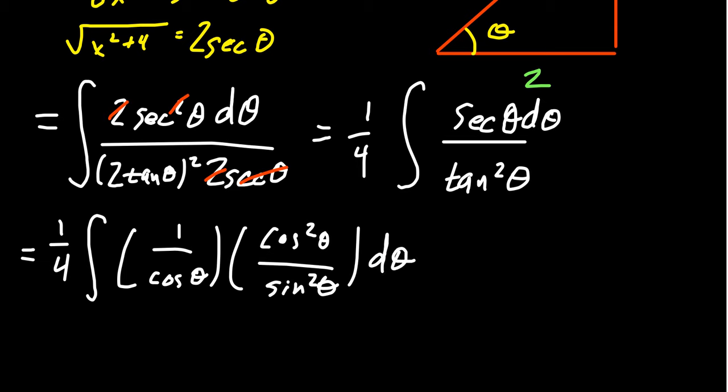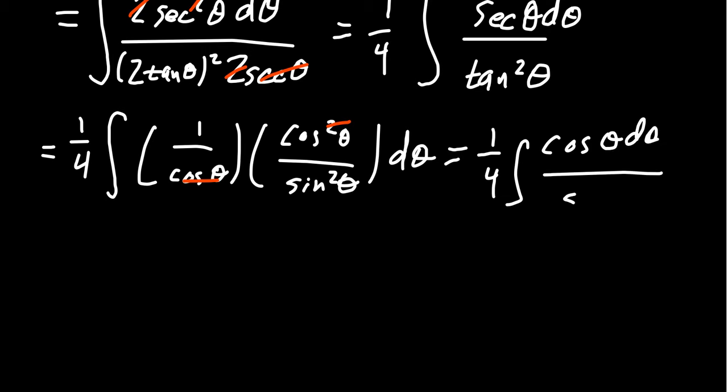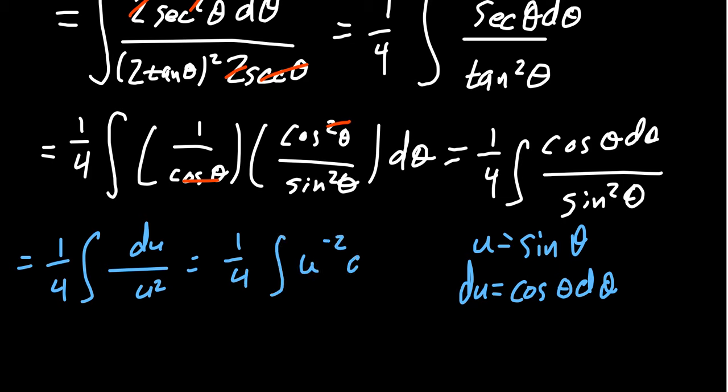And so in this situation, if we try to simplify some cosines here, you're going to get a cosine on top, a sine squared on bottom. Now this one's very much in line for a u substitution. Let me write the simplified form here. We have 1/4 the integral of cosine theta d theta over sine squared theta. So now if we do a u substitution where u is sine, and then du would be cosine theta d theta, you see exactly that this thing looks to be of the form 1/4 the integral of du over u squared, or if you prefer, u to the negative 2 du.